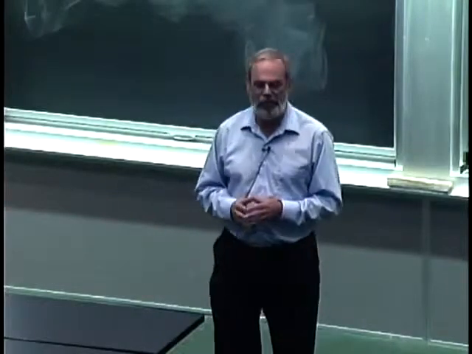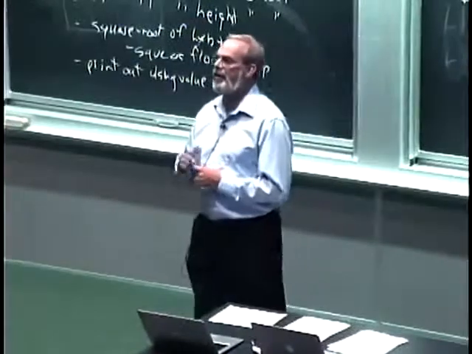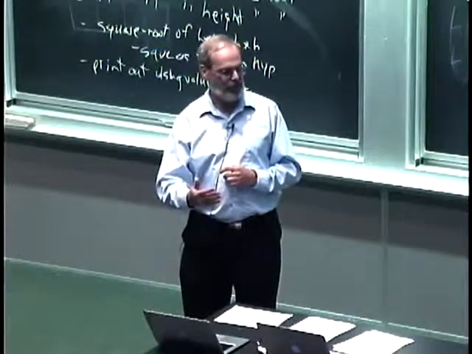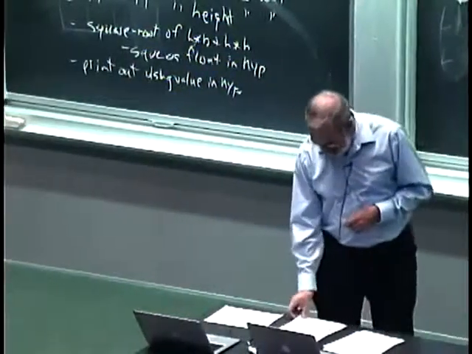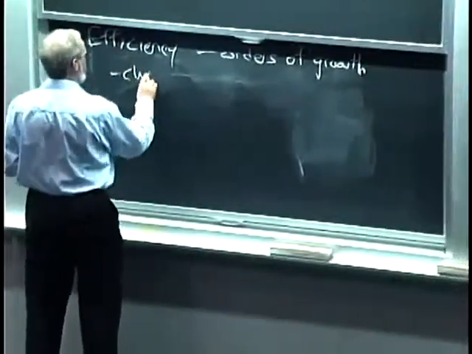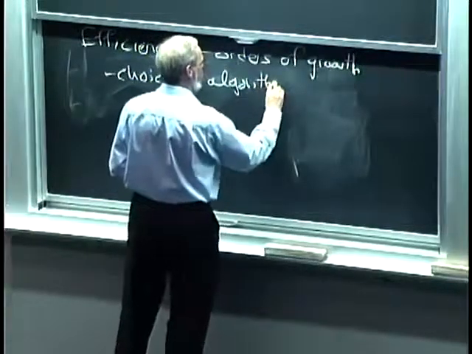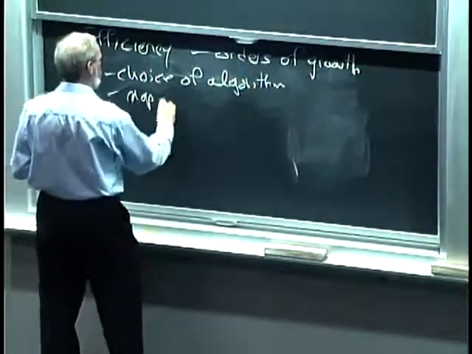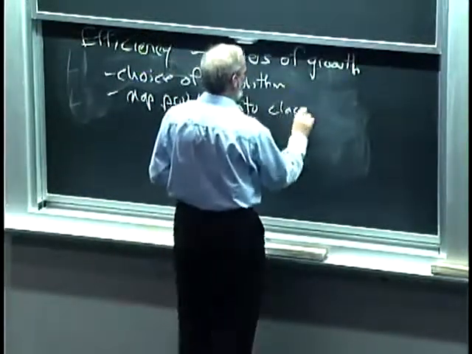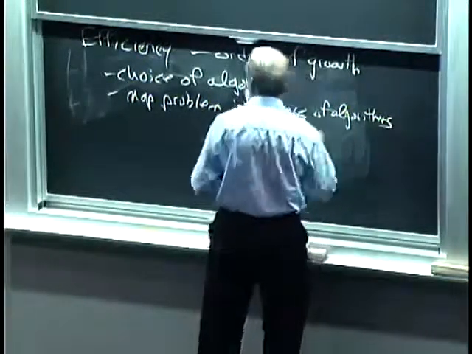What you're much better at doing is saying, how do I take the problem I've got and map it into a class of algorithms about which I know, and use the efficiencies of those to try and figure out how to make it work. So another way of saying it is, efficiency is really about choice of algorithm. And we want to help you learn how to map a problem into a class of algorithms of some efficiency. That's our goal.